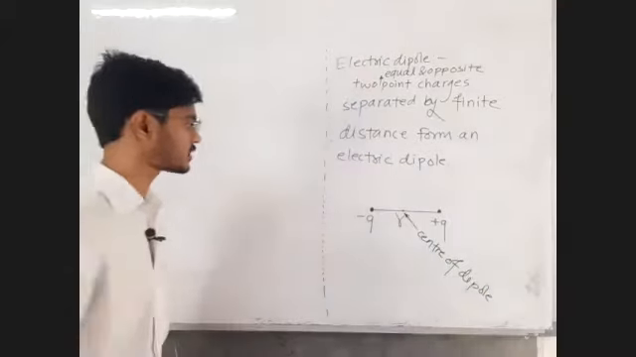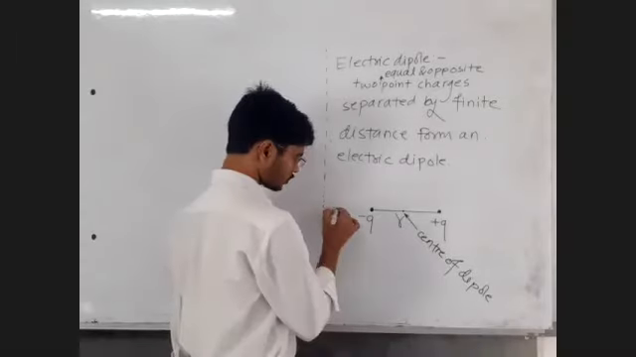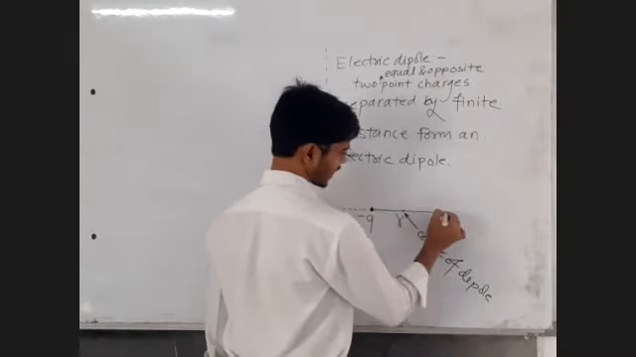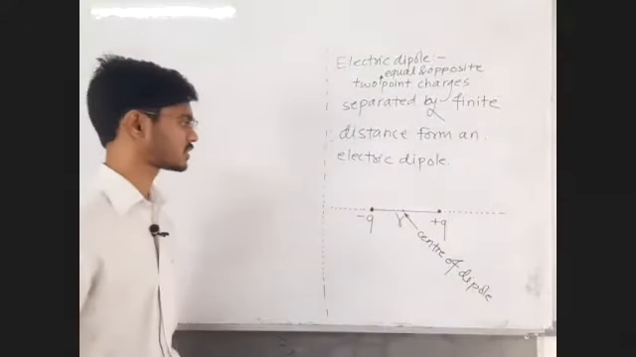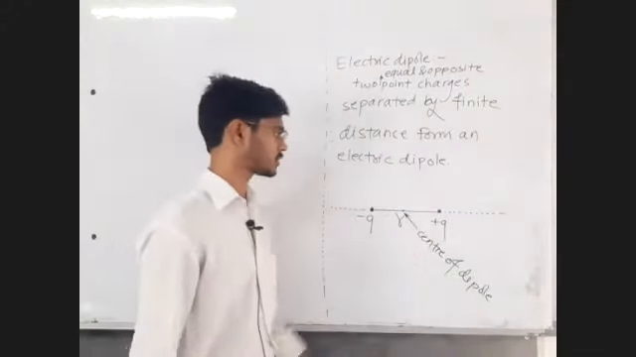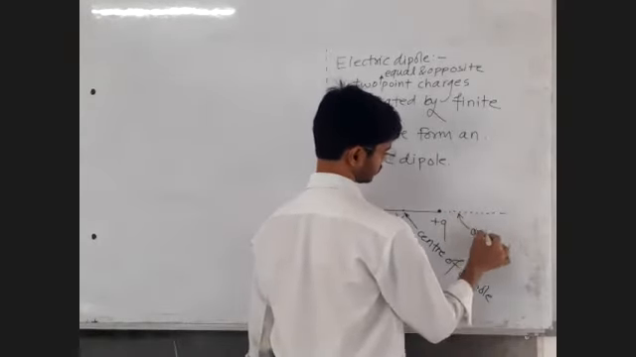This point is called the center of the dipole. The line passing through the given two points, the two point charges, one negative and the other positive, is called the axis of the dipole.